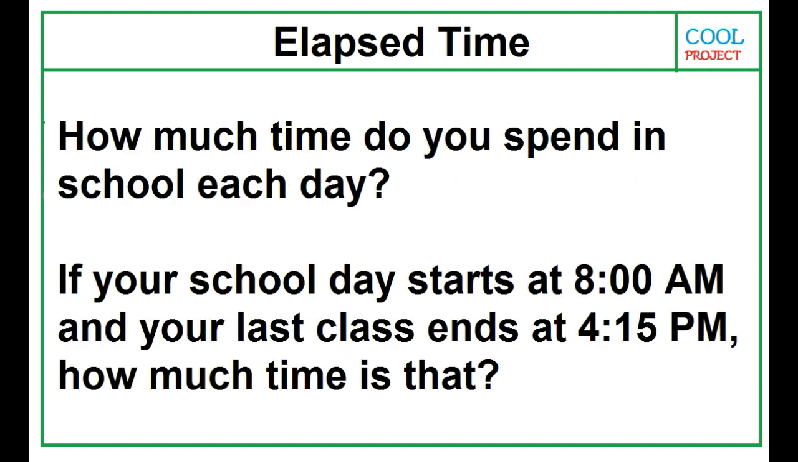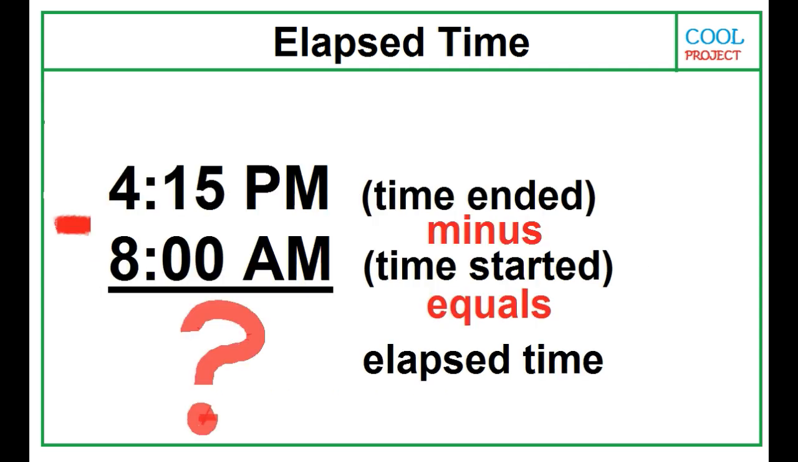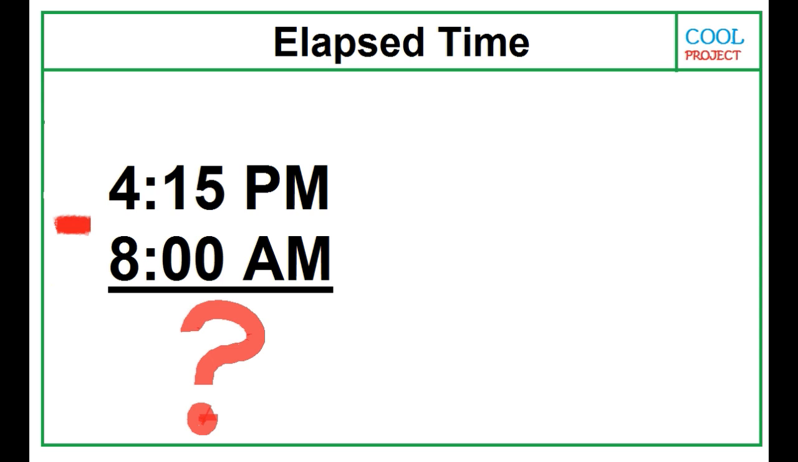Another example. How much time do you spend at school each day? If your school day starts at 8 a.m. and your last class ends at 4:15 p.m., how much time is that? Again, just find the difference. 4:15 minus 8 is the elapsed time.